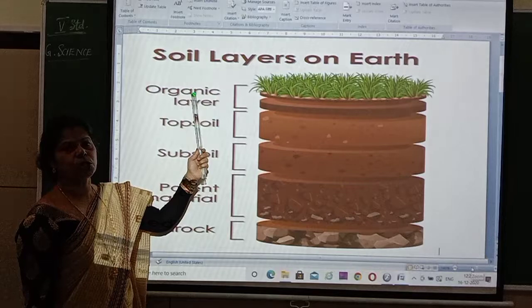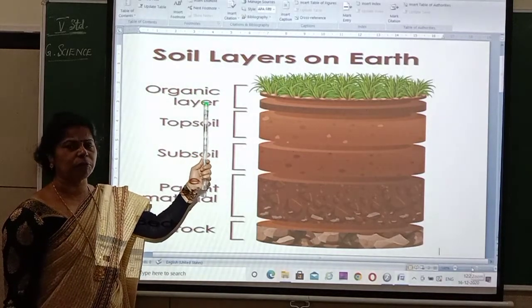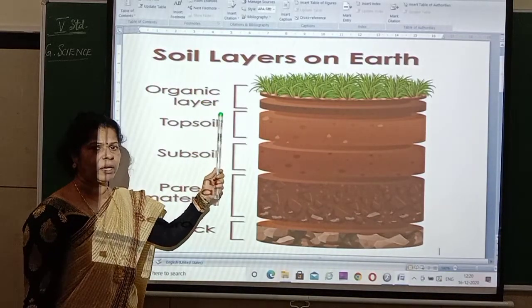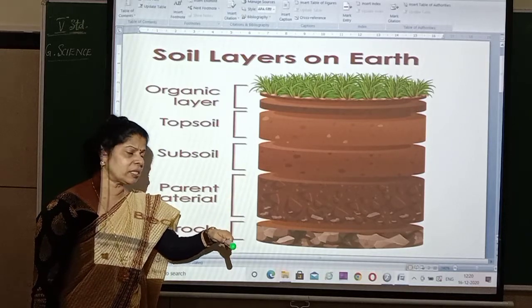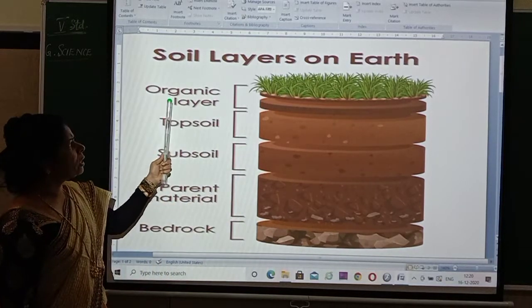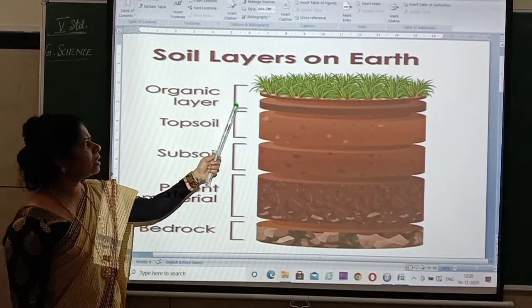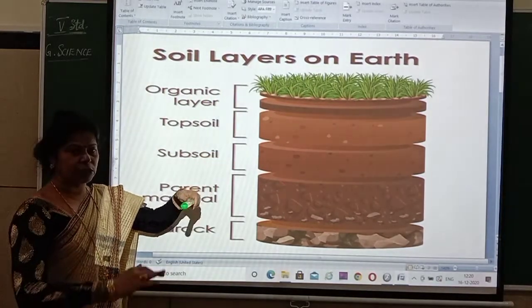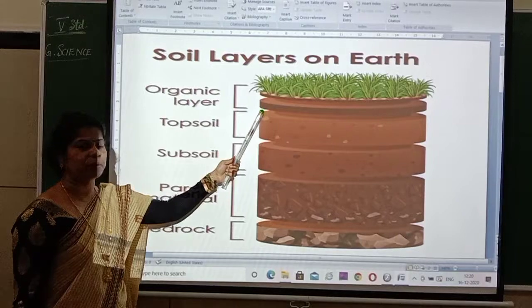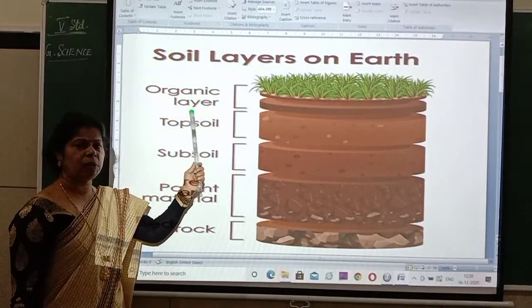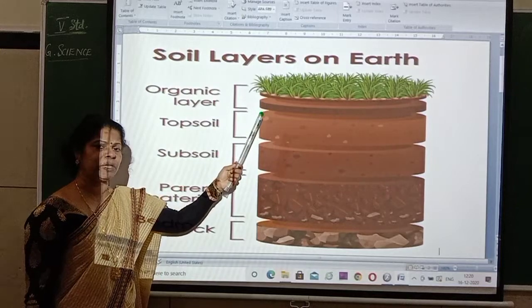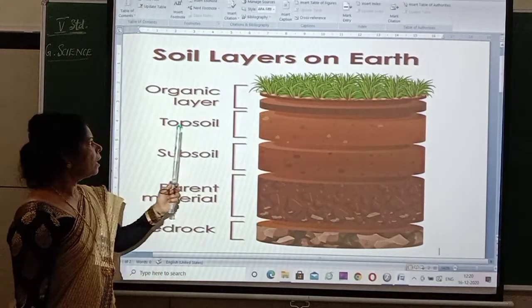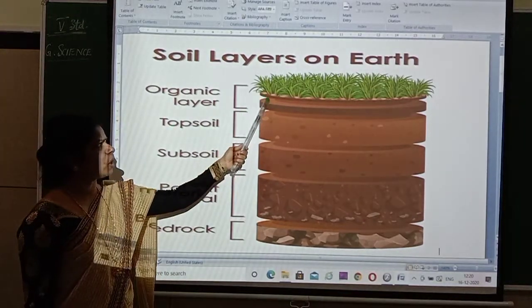So you can see the soil layers on earth. Already you have learnt about three layers, isn't it? One is topsoil, the middle one is subsoil, and the last one is the bedrock. Now let us see here the organic layer. Organic layer means exactly on the surface, you can see the plant and animal products falling. That is called the organic layer, which is rich in minerals. And then comes the topsoil. So this is the organic layer.